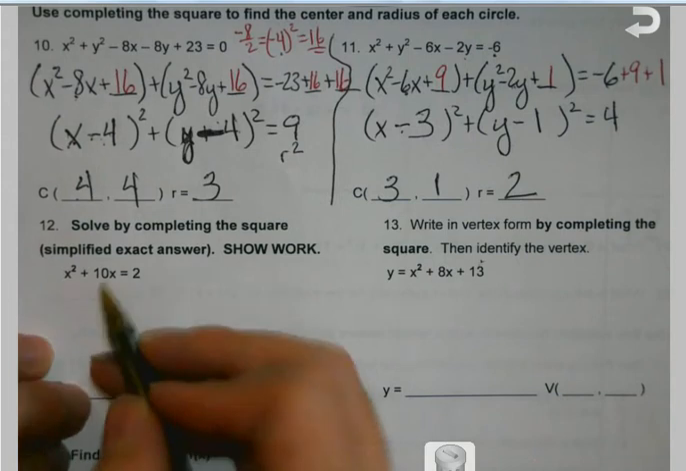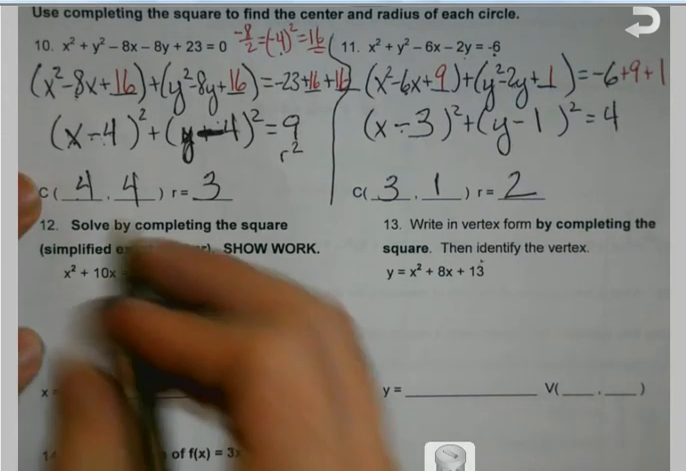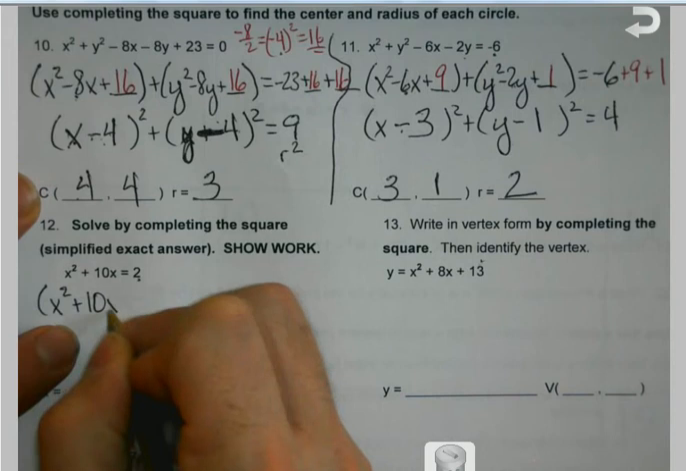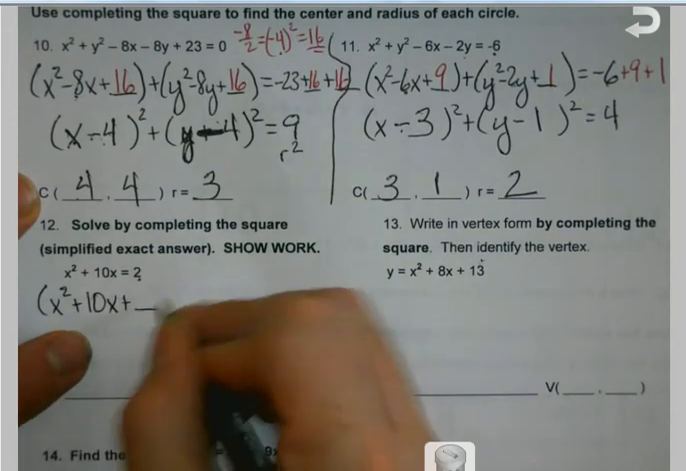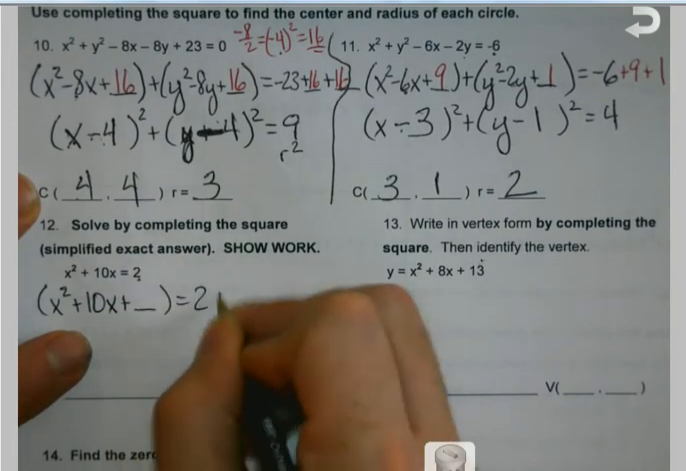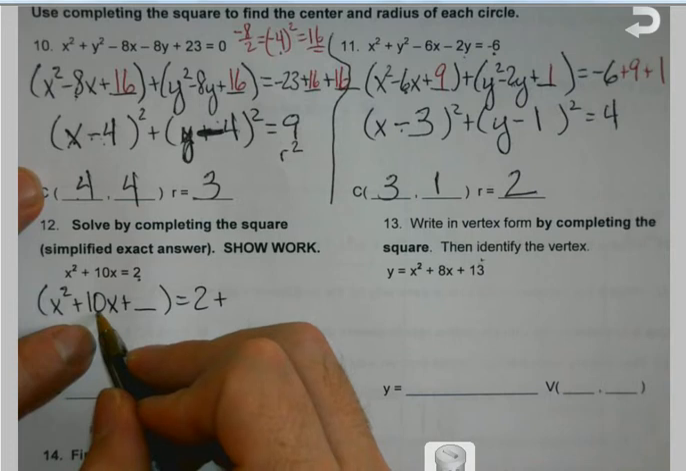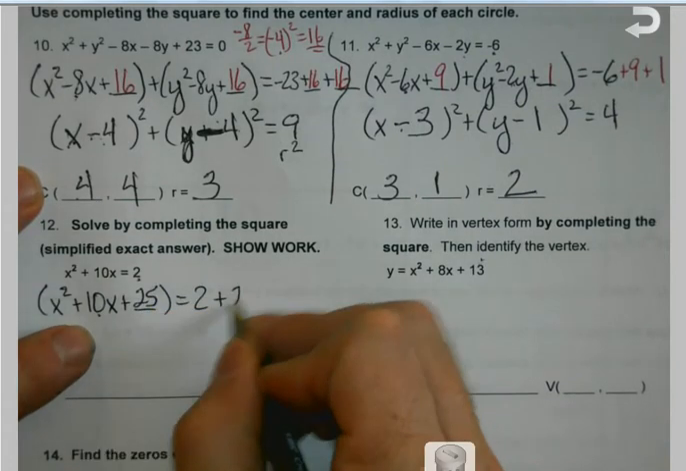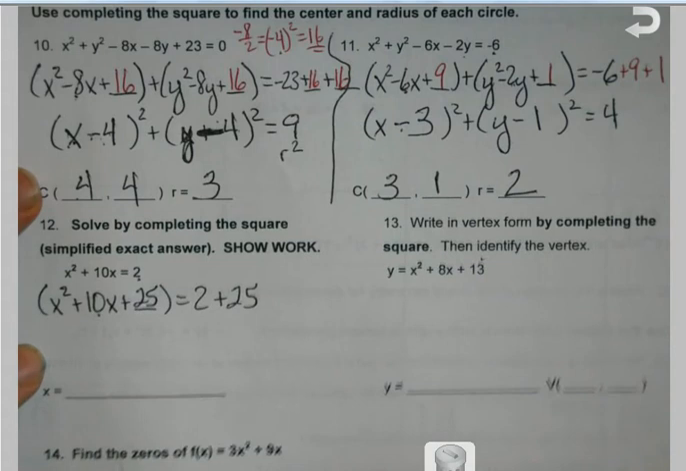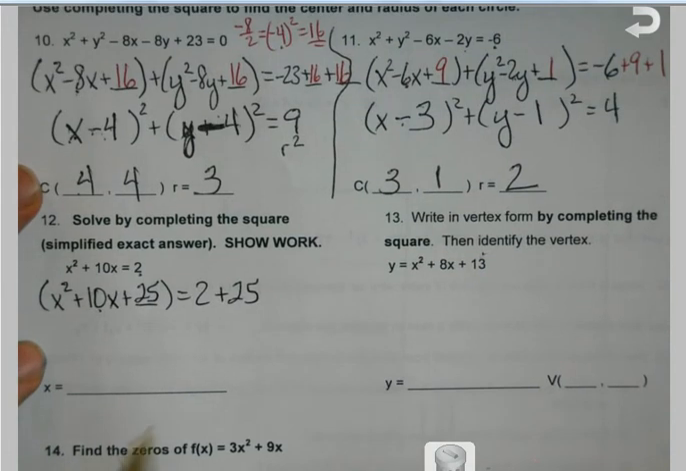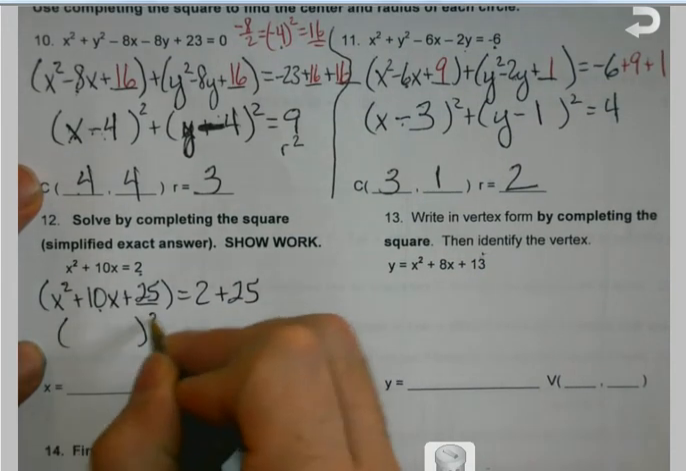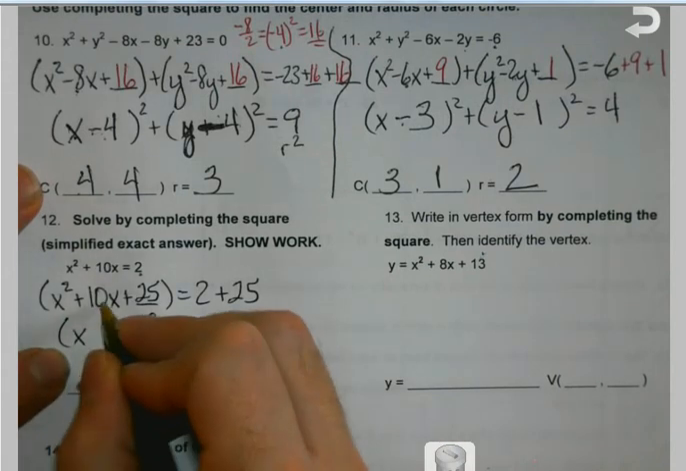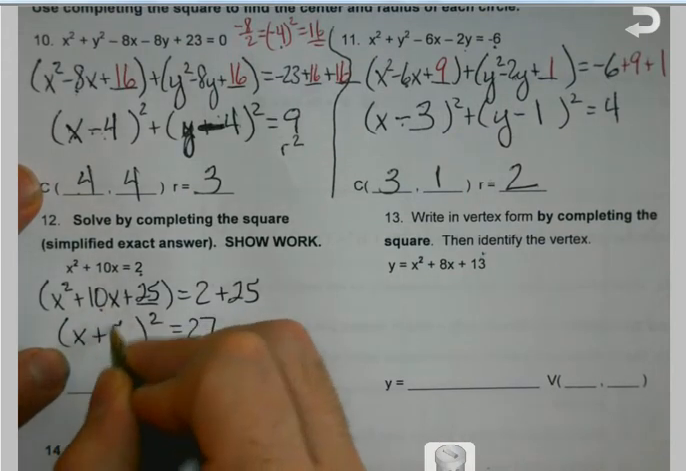Okay, I already got my constant term on the other side. That's good. So what am I going to add to my 10x, which is going to get added over here? Half of 10 is 5. 5 squared is 25. And that adds to both sides. I'm ready for my binomial form, which again is just half of b. So half of 10 is 5.